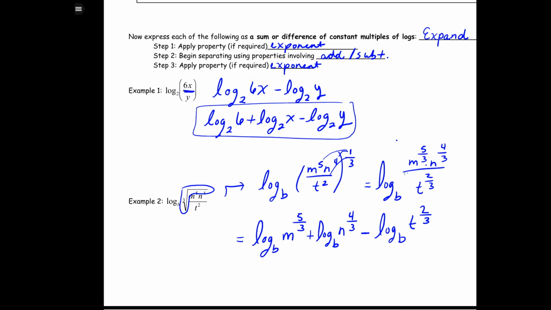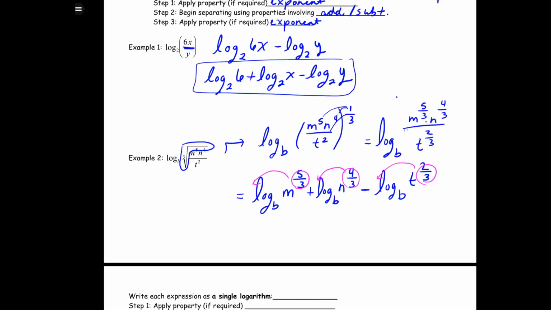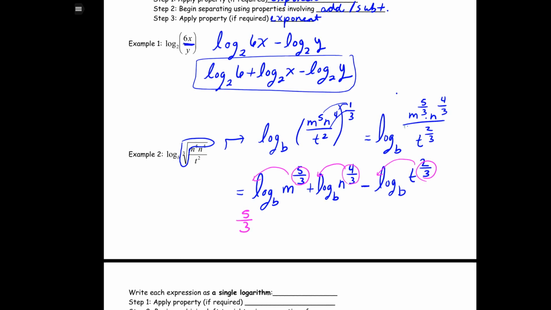And then finally, I have not expanded fully because I still have these exponents. So what would I do with all of these exponents? Bring them in front of the log that they're next to. So I'm going to bring the 5/3 here, the 4/3 here, the 2/3 here. And that would be 5/3 times log base b of m plus 4/3 times log base b of n minus 2/3 times log base b of t.